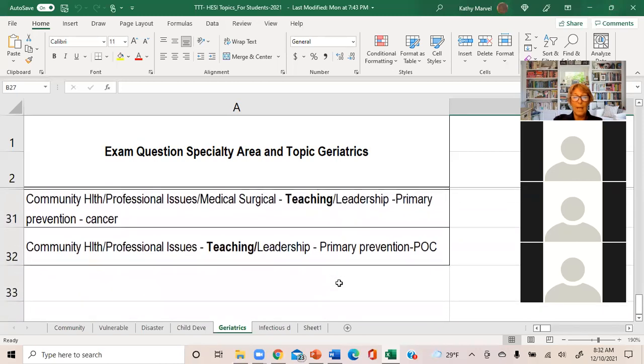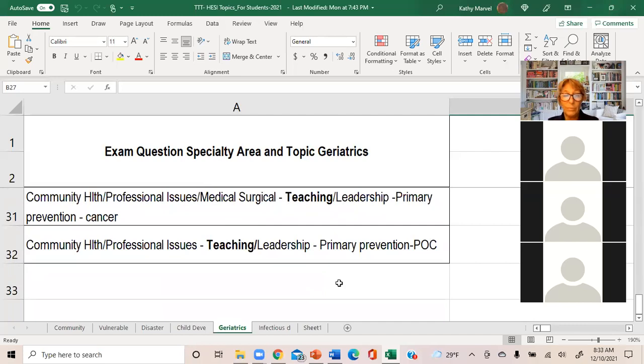Primary prevention, cancer. What kind of question might you get about that? Teaching about the need for self-breast exams. Right. Correct. Yep. The importance of follow-up, the importance of annual screenings. Yep.